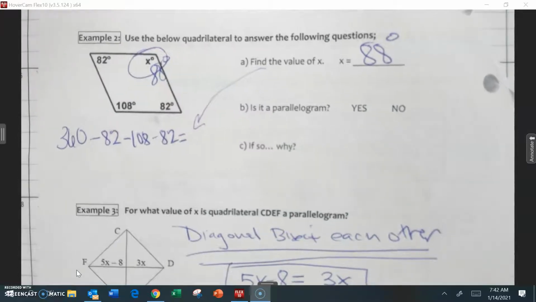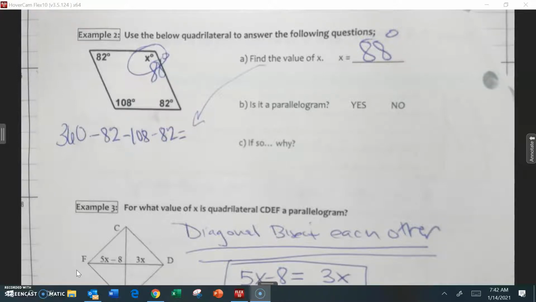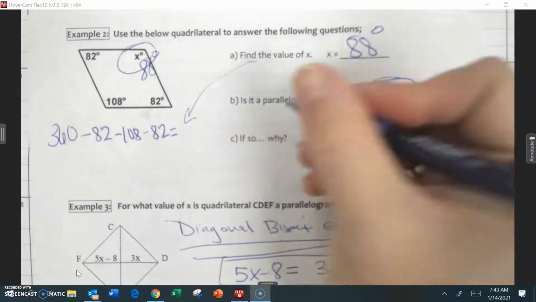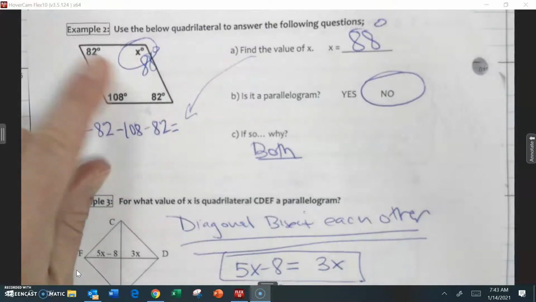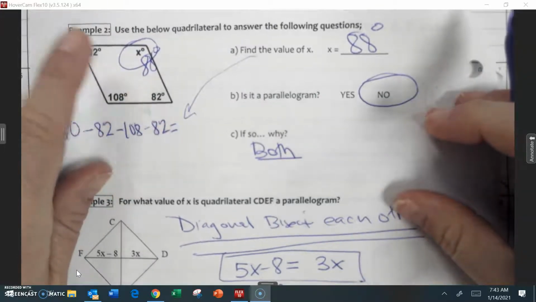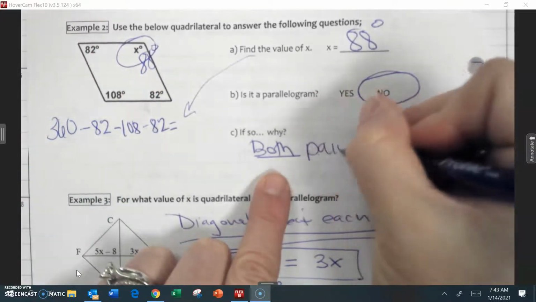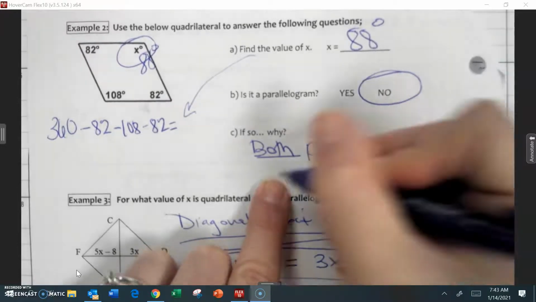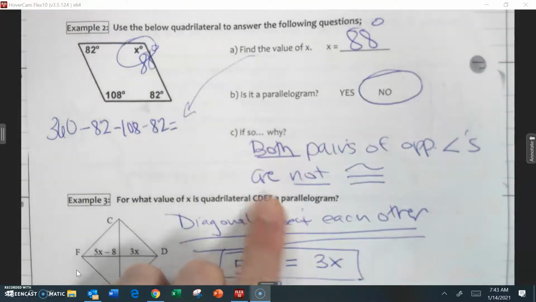Now here's my question. Is this a parallelogram? No. Why? Because both. Do we have one pair? This is why these rules are important, because we have one pair of opposite angles that are congruent, but the reason is both pairs of opposite angles are not. There's the symbol for congruent.